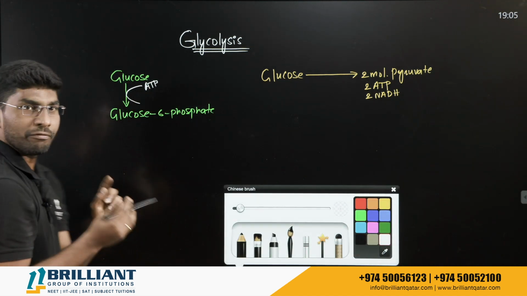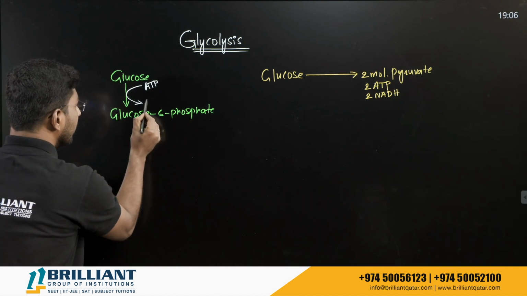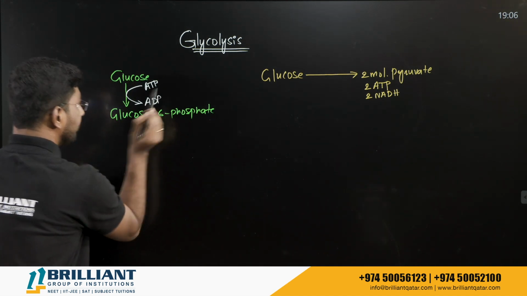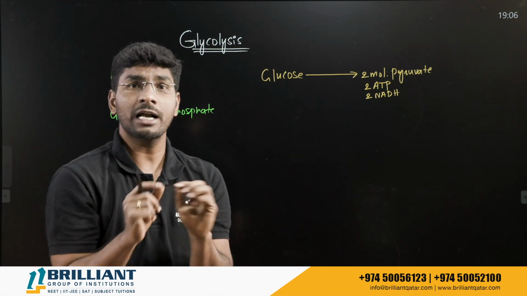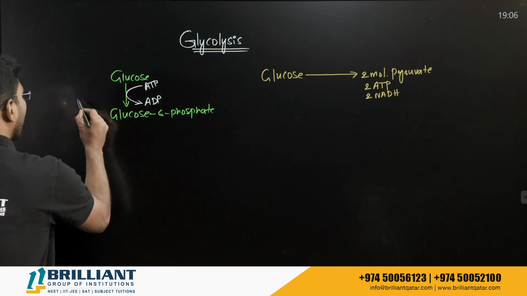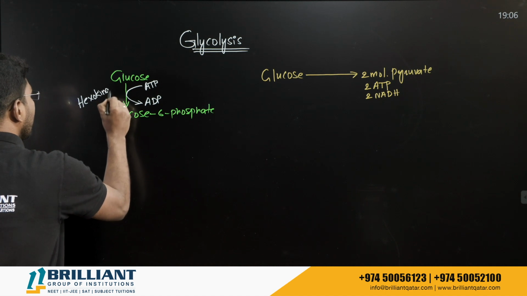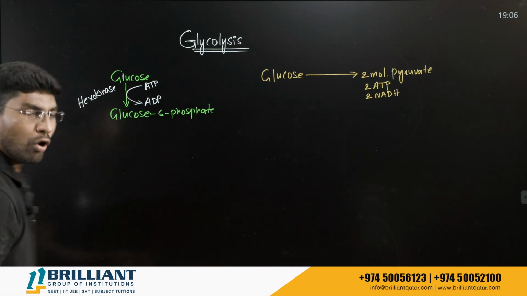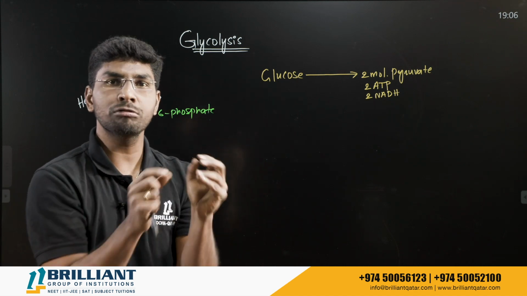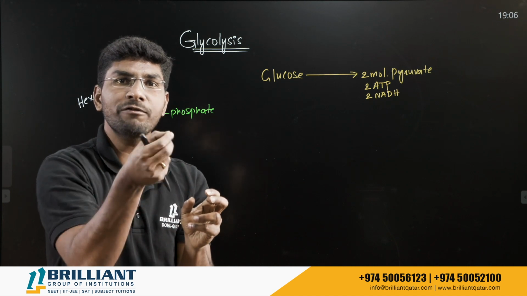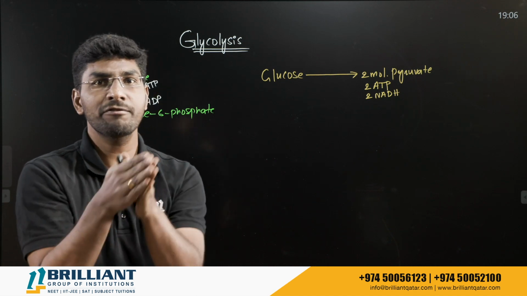Now after taking 1 phosphate from ATP, ATP converts into ADP, right? You got my point? So this total step is controlled by an enzyme called hexokinase. Hexokinase enzyme. Okay, this side I will write all the enzyme names also. So in step 1, glucose converts into glucose 6 phosphate after taking 1 phosphate from ATP, so that ATP converts into ADP, adenosine diphosphate.